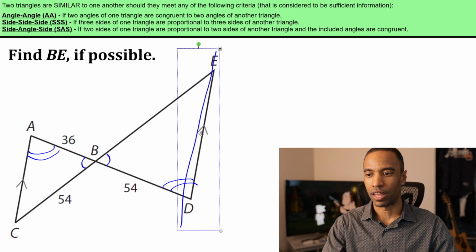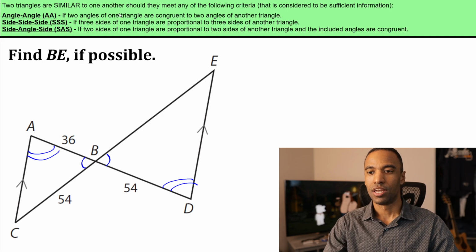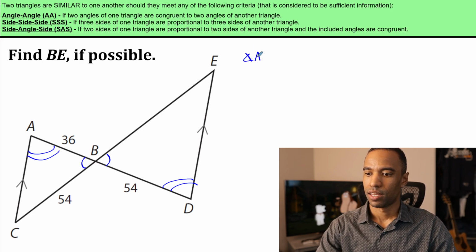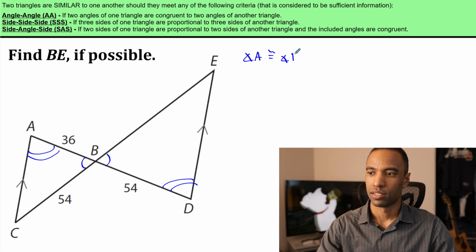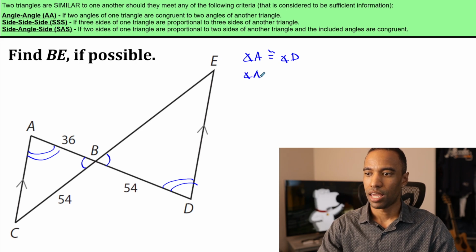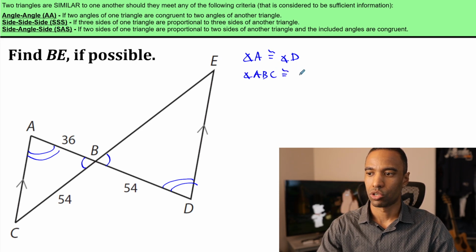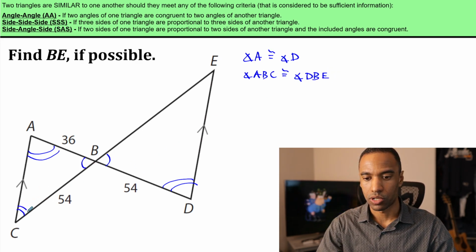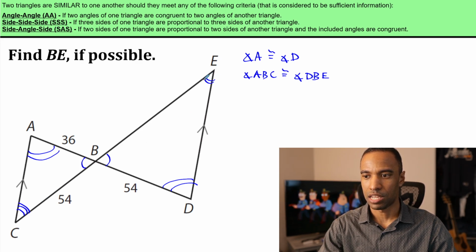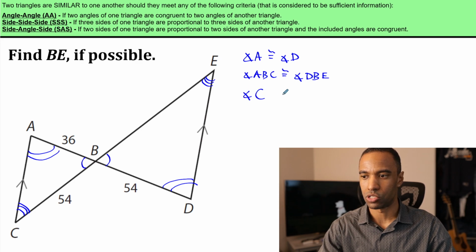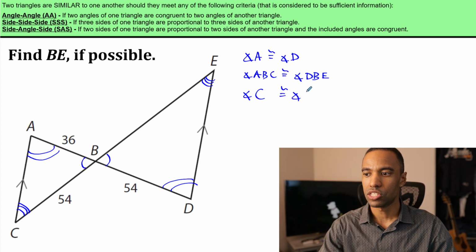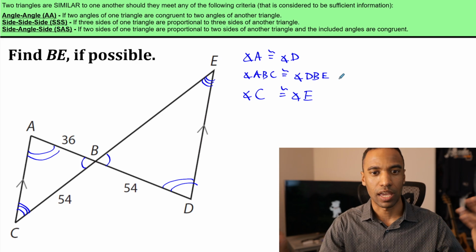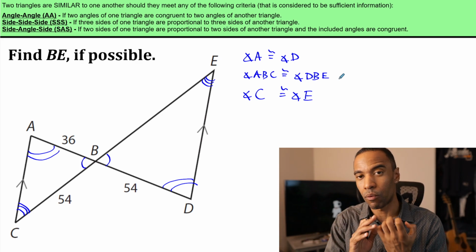I already have it right here, as you can tell, guys. Angle A is congruent to angle D. And then angle ABC is congruent to angle DBE down there by vertical angles. And of course, guys, these are also alternate interior angles with C and E right here, because once again, there's a transversal for the two parallel lines. So I could have also done angle C congruent with angle E.